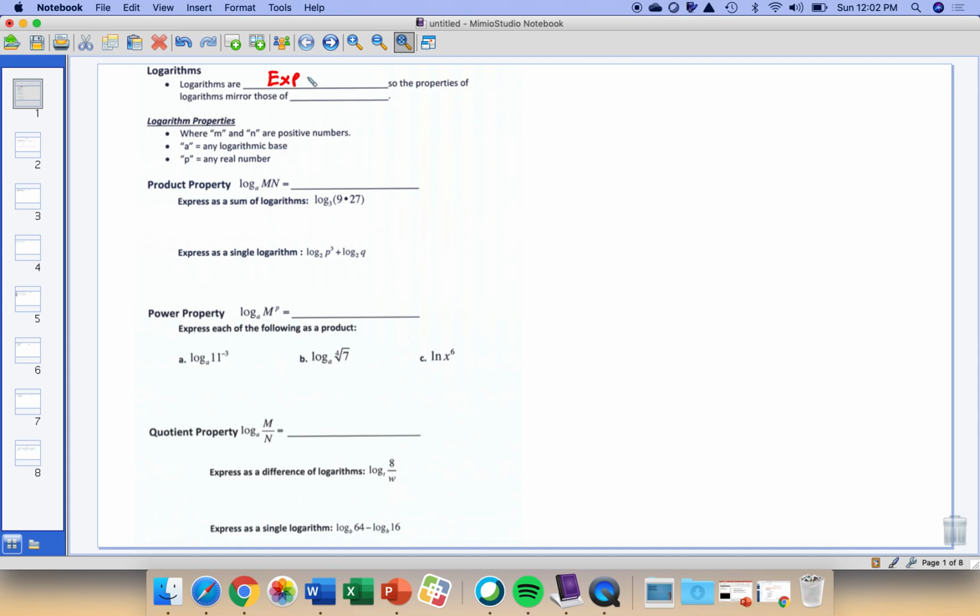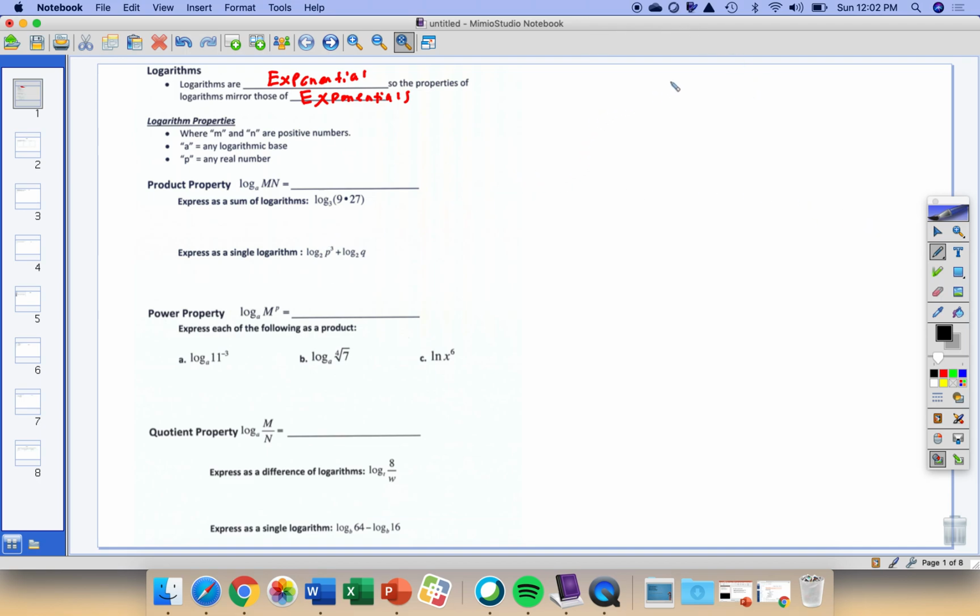So therefore, it's going to mimic the properties of exponentials. Let me go ahead and make my pen a little smaller. It's a little too thick. There we go. Okay, so if we forget the properties of exponentials, let's quickly go over them.